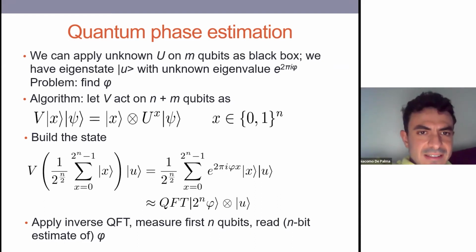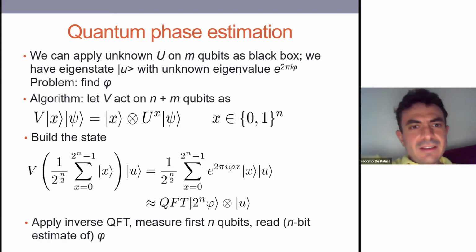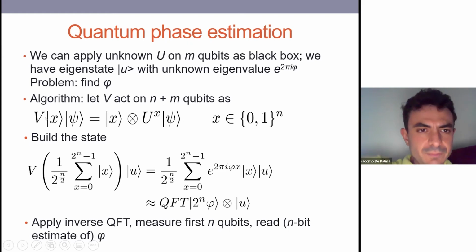Let's define this unitary operator V that acts on our m qubits plus n ancillary qubits. And what V does is the following. Let's say that we apply V to a product state that is made by a basis state for the auxiliary qubits tensored with a generic state for the m qubits. And of course, since these states span the whole joint Hilbert space, this completely defines our unitary operator V.